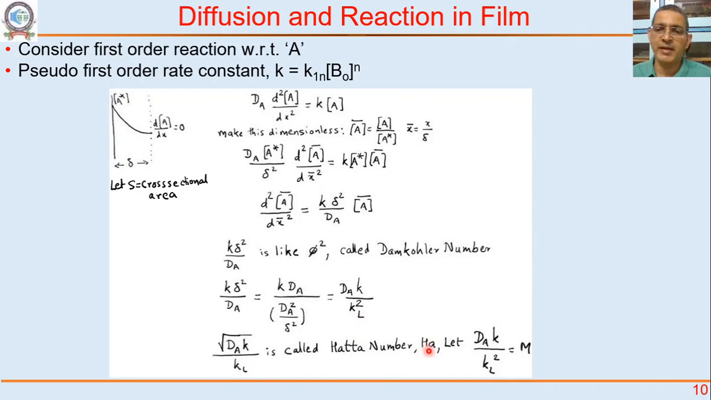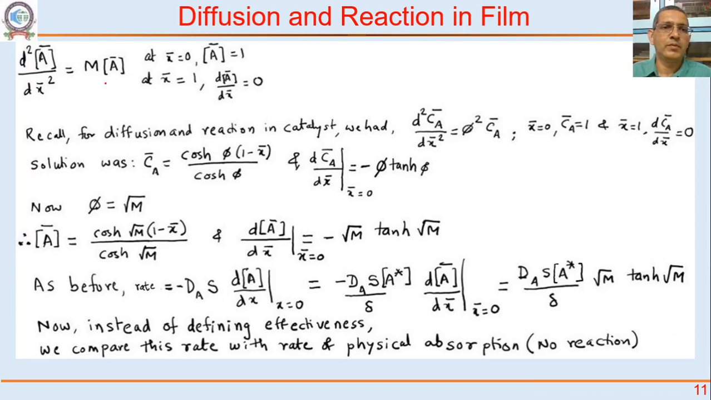Either we can denote it as HA, but let's denote in our case by dA K by KL square equal to M. Why M? Because one of the textbooks calls it M. So our equation now is d square A bar by dx bar square is equal to M A bar. Very similar to the catalyst case, right?